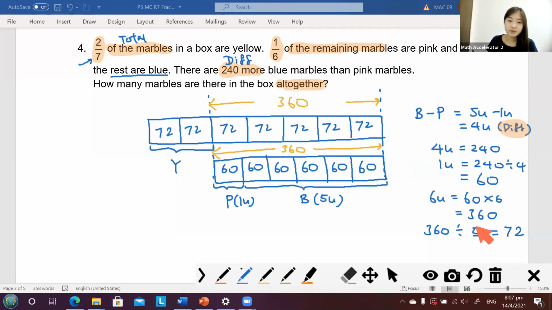Then finally, how many marbles are there altogether? Just need to find all of this. How many units? 7, yes. So 72 times 7. Your final answer? Just use your calculator. 72 times 7. Yes, correct. 504. If you didn't get this, that means you typed wrongly. Type again. You should get 504.